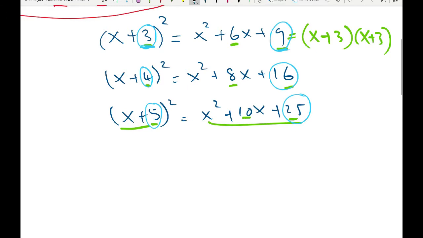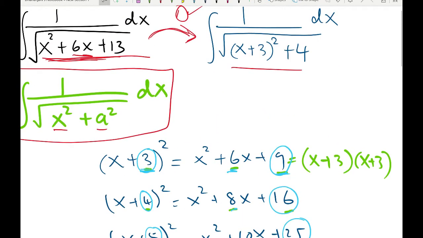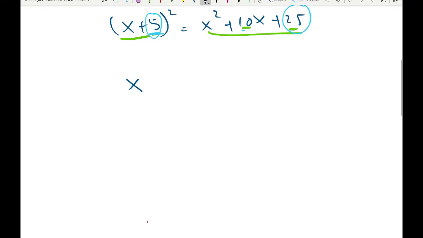Okay, what is the connection between 3, 6, 4, 8 and 5, 10? What do you think? It's twice, right? Twice of 3 is 6, twice of 4 is 8, twice of 5 is 10. So the middle number, or the coefficient of the x term, is twice the number here. Alright? Okay. So what does this mean? Let's go back to our original function, x square plus 6x plus 13. So let's write it down, x square plus 6x plus 30.